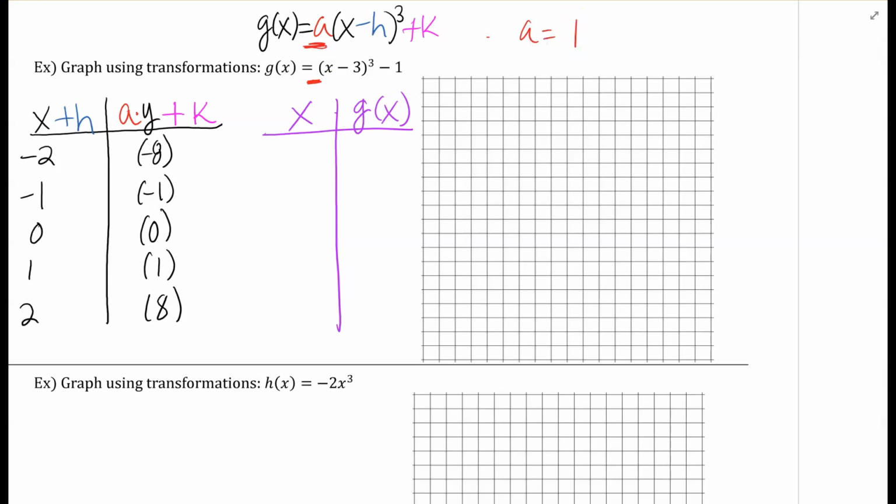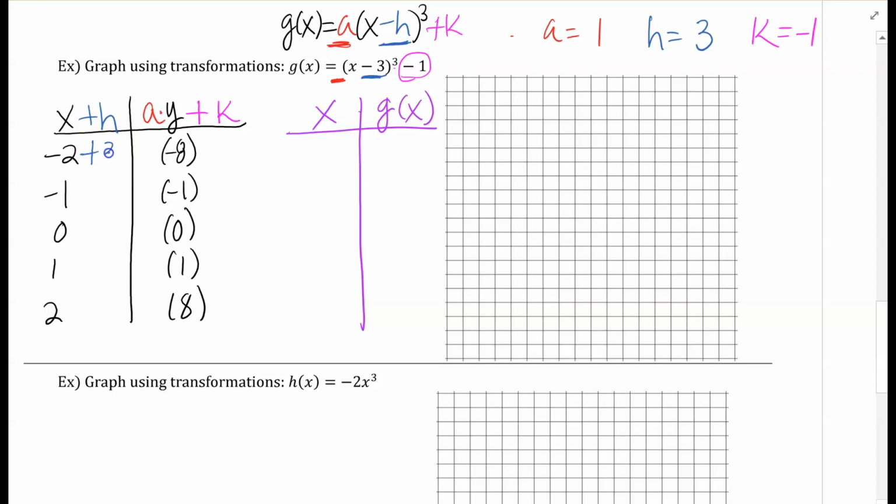And then to calculate your h, it has to be the opposite of h, so the opposite of -3 is going to be a +3. And then your k value, k is after your cube, so after the cubed here, I have a -1 for my k value, okay? So my h value is going to be 3, so I'm going to add 3 to all of my h's.